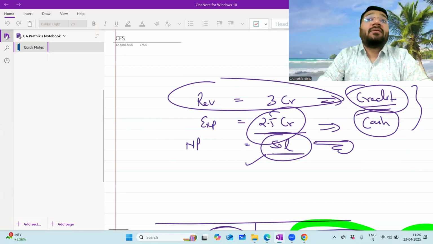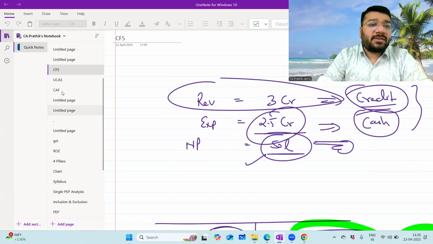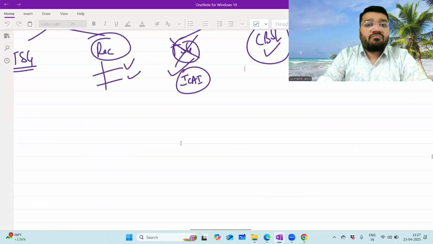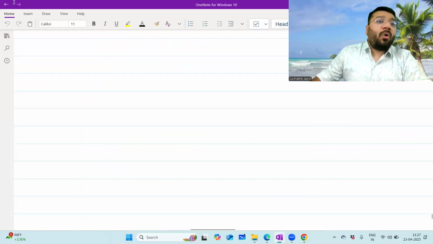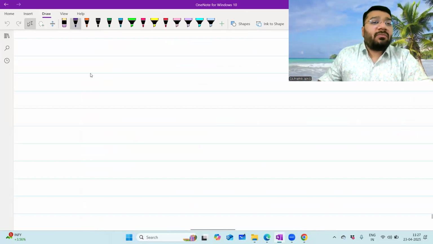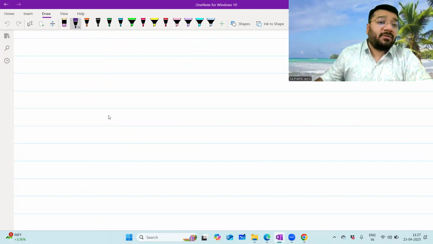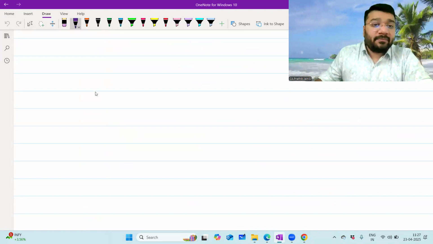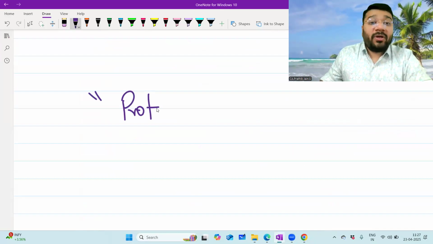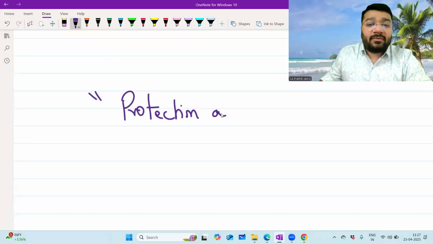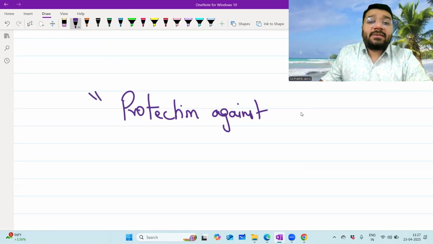To cover the? Okay, wonderful. To cover the loss. Any other thing that you can tell me? What is the sole purpose or existence of the insurance company? Why are they here? What are they trying to do to us? Protection against risk. Rightly said. Protection against risk.